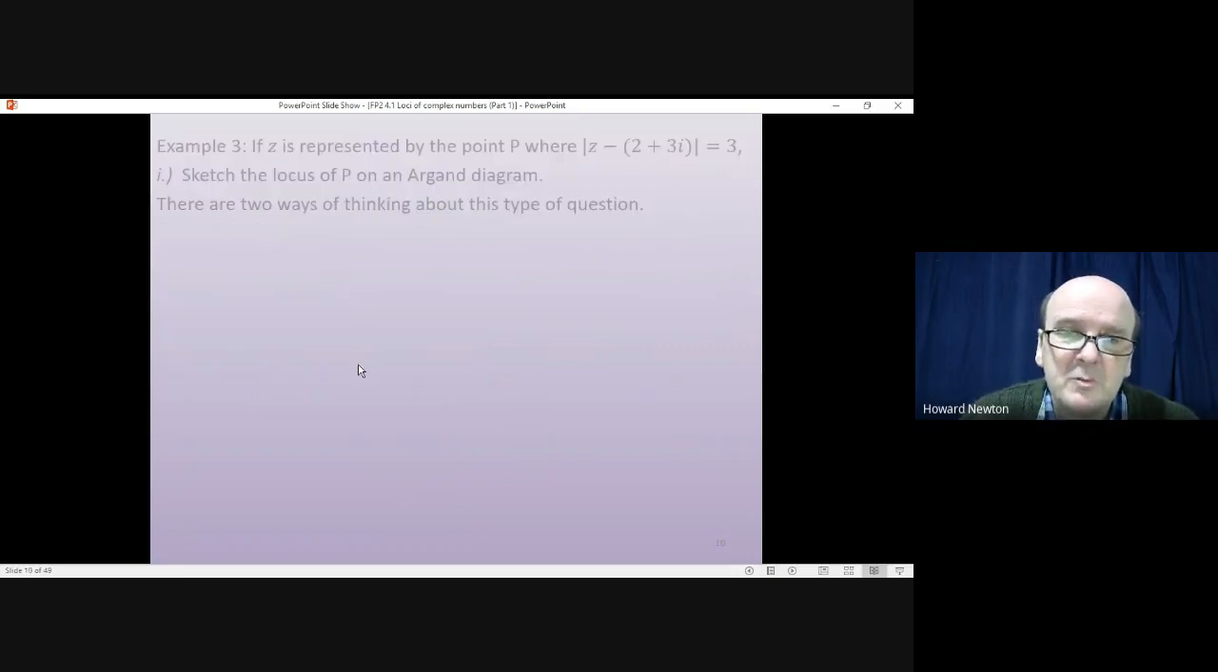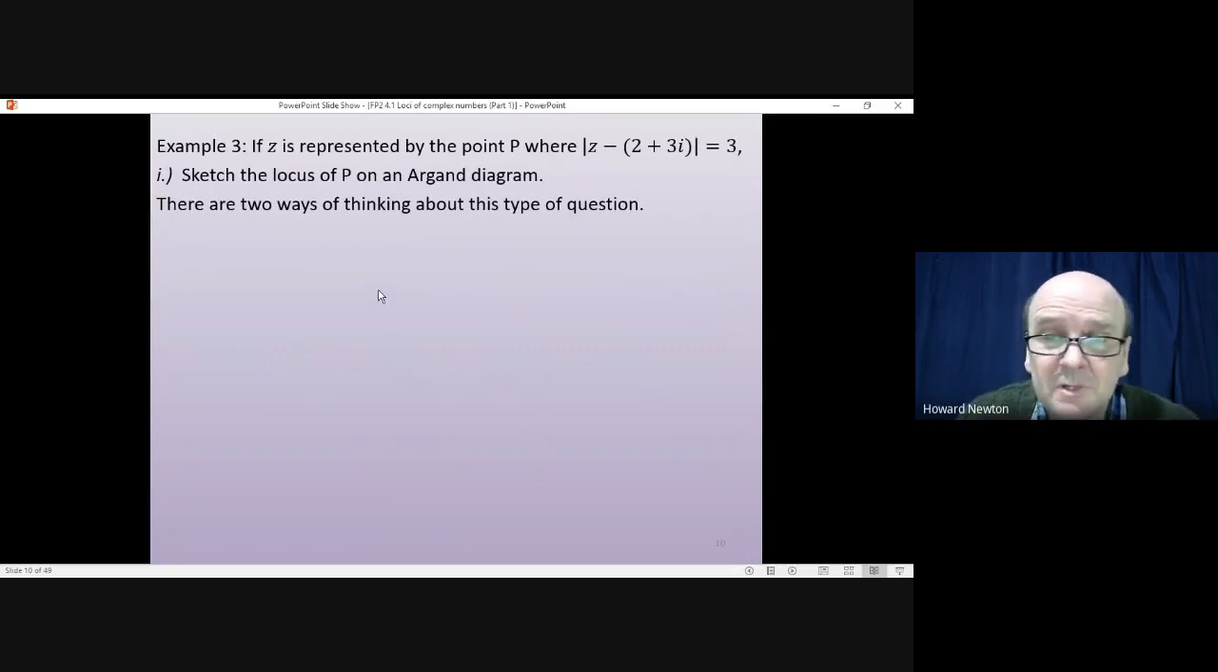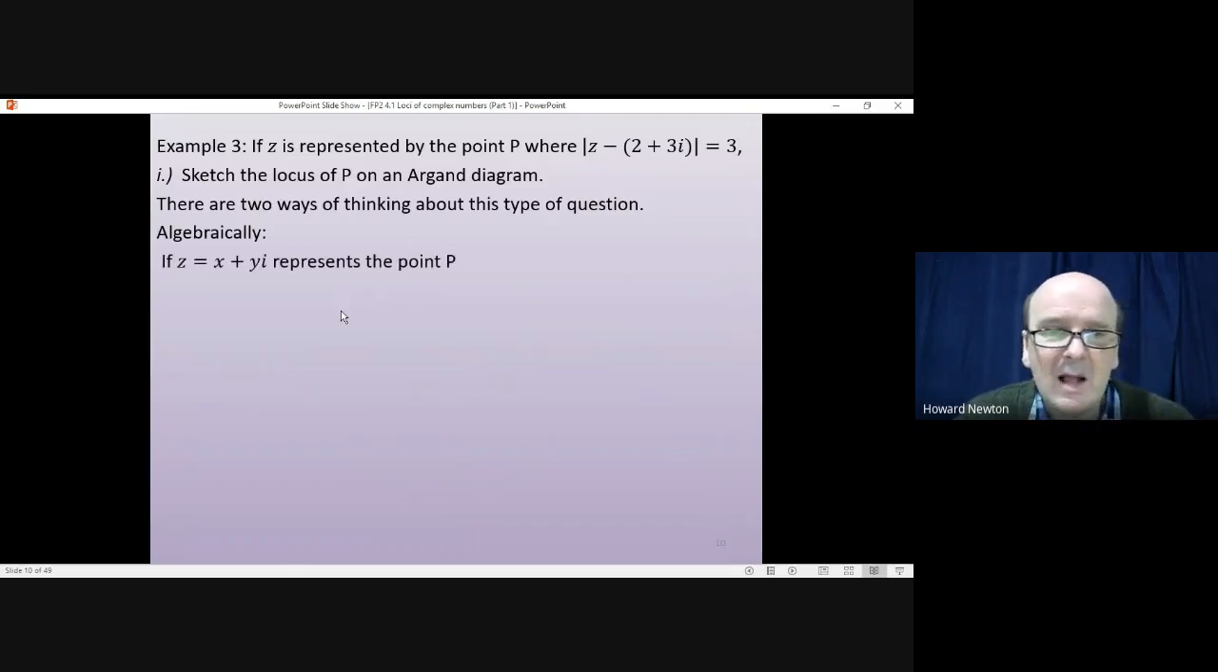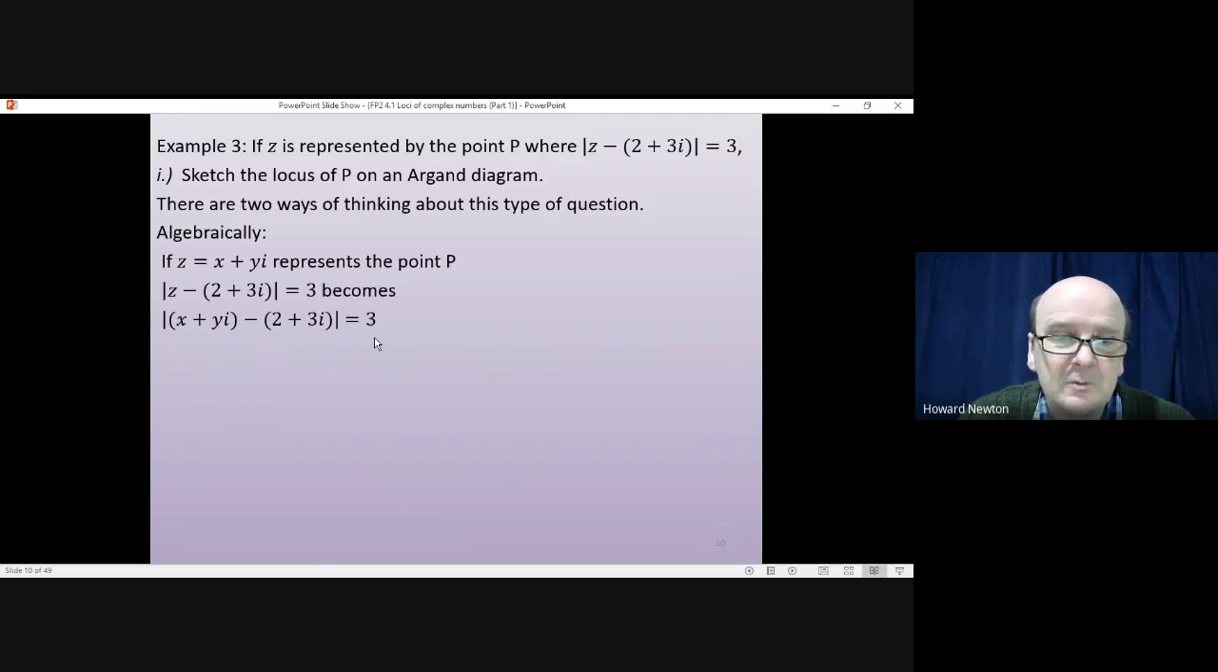The alternative method, which is the better general method on more difficult questions, is to think algebraically about what is going on. Algebraically, what we always do is let z equals x plus yi represent the point P, so just a general complex number. Then the question, modulus of z minus 2 plus 3i equals 3, becomes the modulus of x plus yi minus (2 plus 3i) equals 3. We've just substituted in for z.